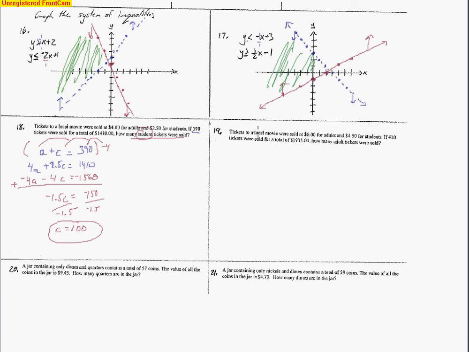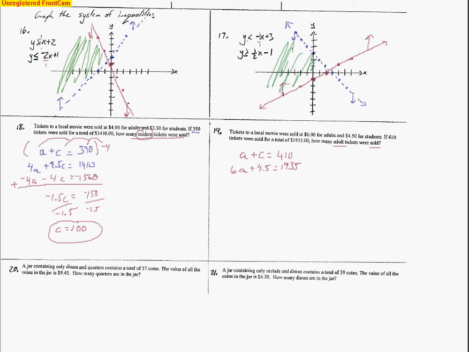Well, look at the next one. Similar problem. We have an adult and student rate, and it's set up pretty much the same way. So we have our quantity equation: A plus C equals the total number that showed up, 410. And then the adult tickets were $6, and the student tickets were $4.50. And there was $1,935 taken. And so what do they want to know? They want to know how many adult tickets were sold this time.